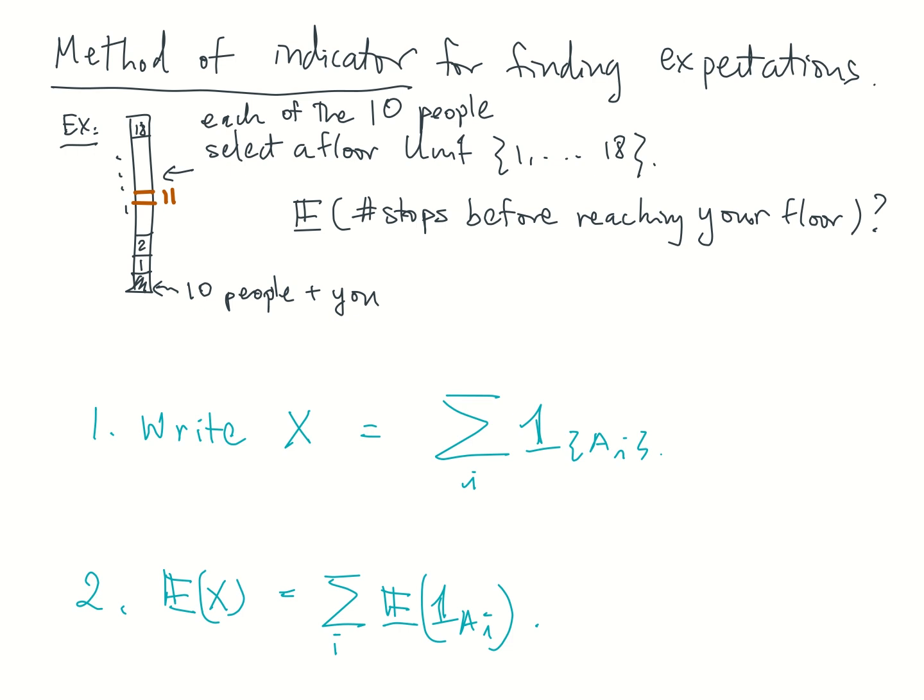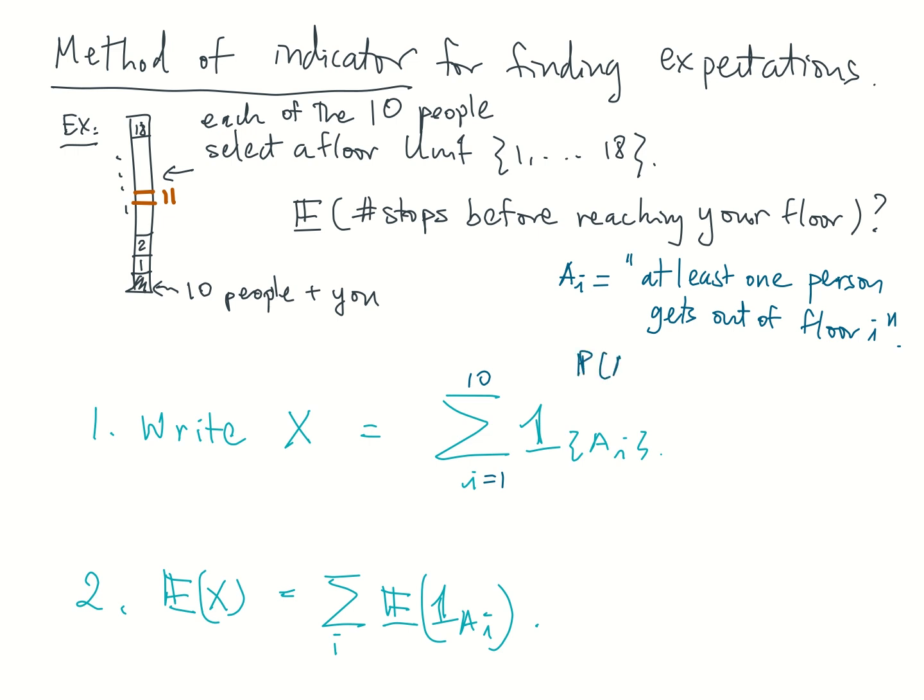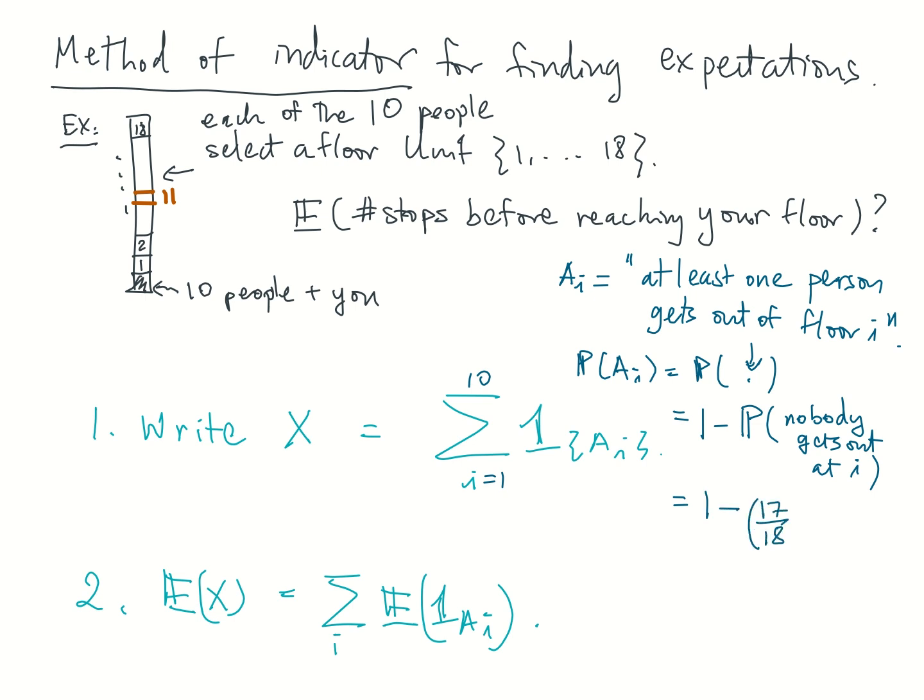Solution. For floor i, let A_i be the event that at least one person gets out at this floor. Then X is the sum, i from 1 to 10, of the indicator of the event A_i. Now, the probability of A_i is the probability that at least one person gets out at floor i. This is 1 minus the probability that nobody gets out at floor i. And this is 1 minus (17 divided by 18) to the power of 10.